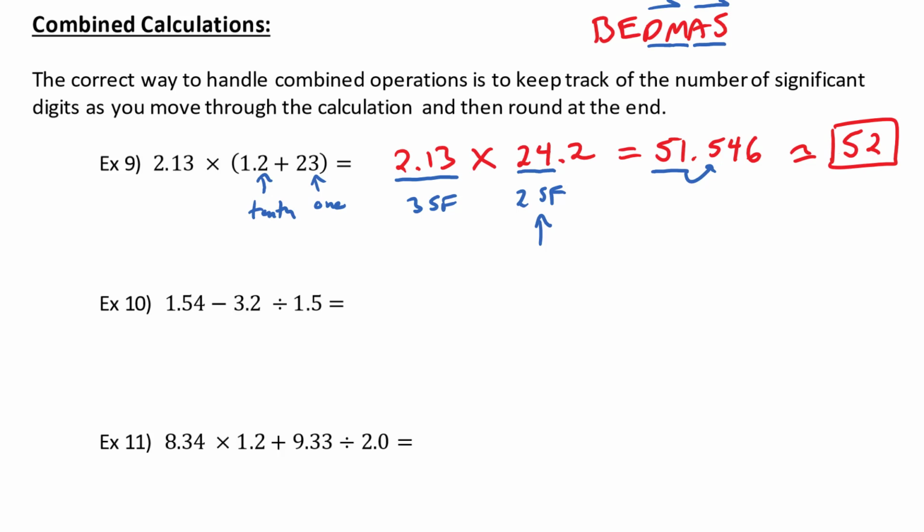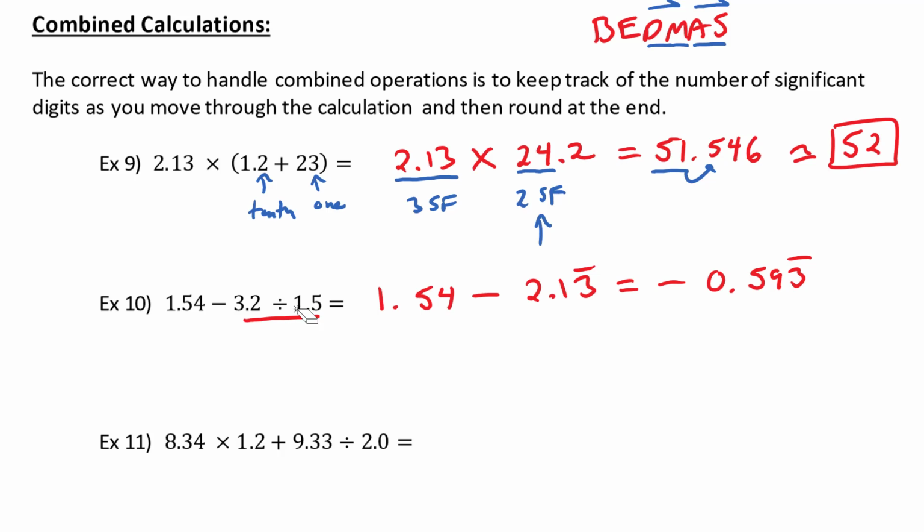Let's try the next one. Again, we must follow BEDMAS, so we're going to work on these first. 1.54 minus 3.2 divided by 1.5. We get 2.1333 repeating. Just going to save time by writing a bar over top of the 3. Then we do the subtraction here. We get negative 0.5933333 repeating. Again, I'm going to use the bar notation. But this is not the final answer yet.